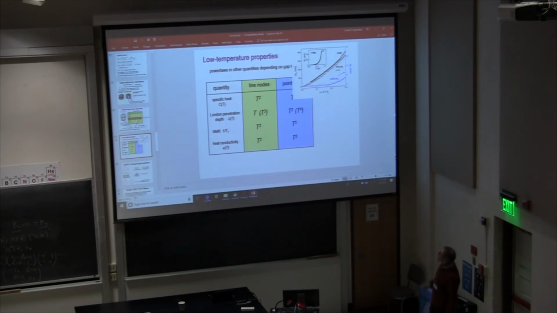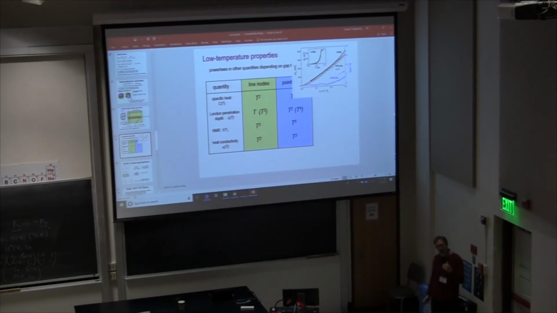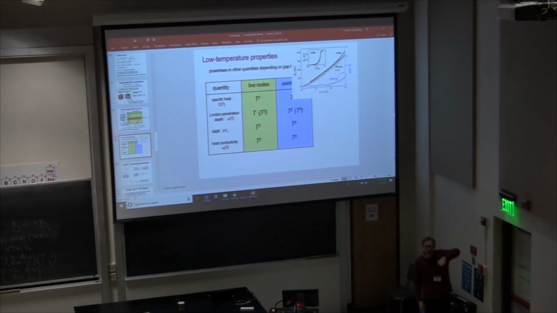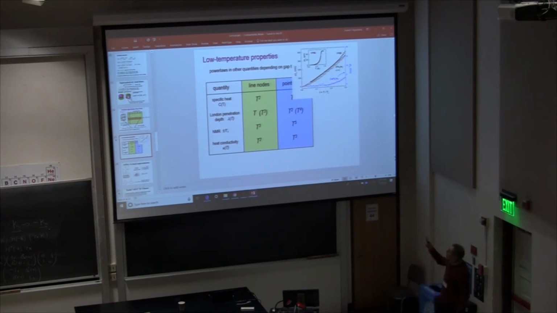So what does it mean that we have nodes? Well, nodes are actually fairly easy to see experimentally in the sense that at very low temperatures, we don't get this exponentially Boltzmann-like suppression with a gap, e to the minus delta over kBT, but instead we get power law dependencies. And so, for example, if we look at specific heat, if we have line nodes, we get T squared. If we have point nodes, you can't see it, but this is T cubed.